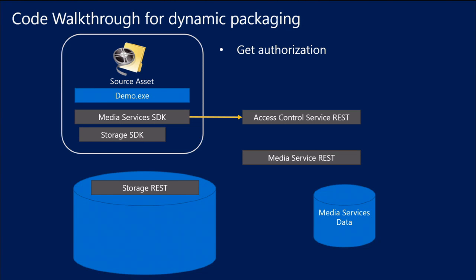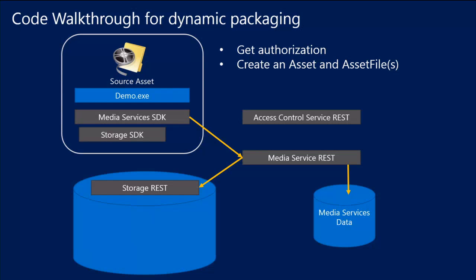The first step is to get authorized. Basically, we use the Media Services SDK to call access control and get a bearer token so that you can access the rest of the service. And then create an asset and the asset files associated with that asset. In this process, we'll be getting a shared access signature upload URL. If you have played with the Storage SDK a little bit, you should be familiar with a shared access signature that allows us, through that URL, to upload the video file into storage. So the video file right now is getting into the blob storage.